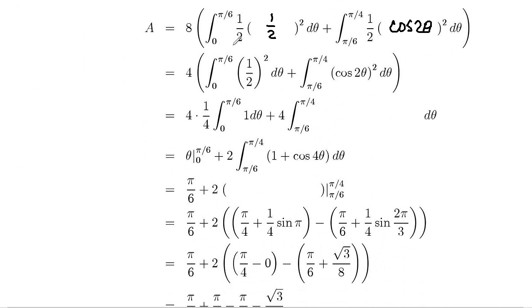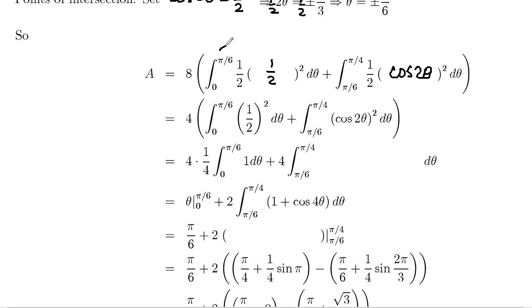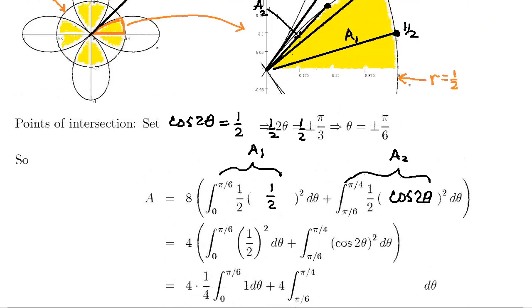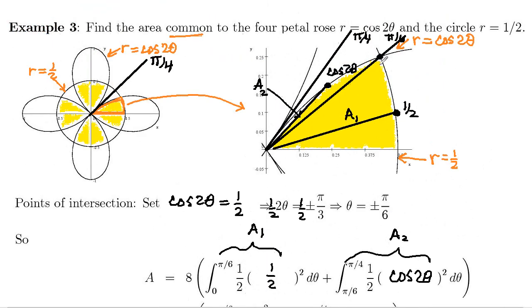So this area here is area 1. Let's just notice that. This is area 1. And this integral represents area 2. Okay, let's go back up. So area 1, inside the circle. Area 2, this little sliver that's inside the cosine 2 theta, but not hitting on the circle.